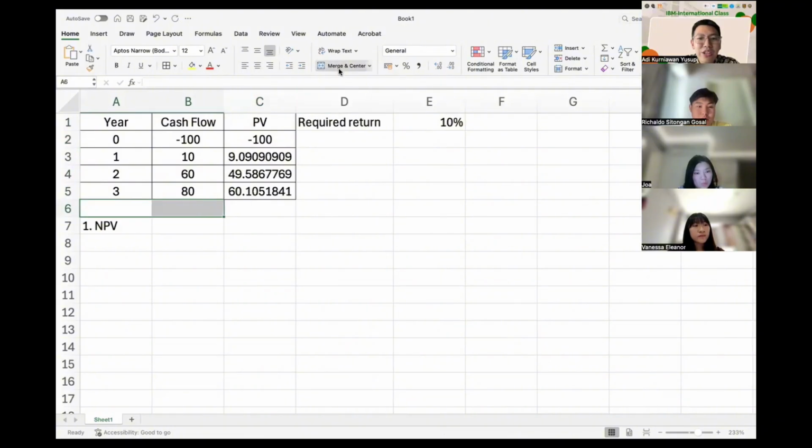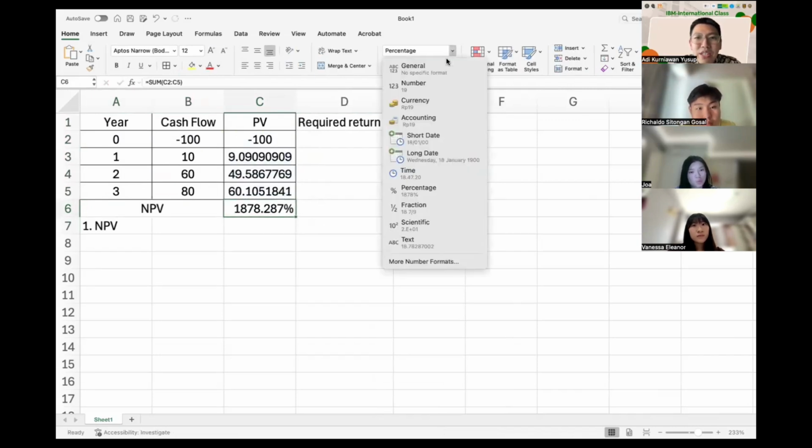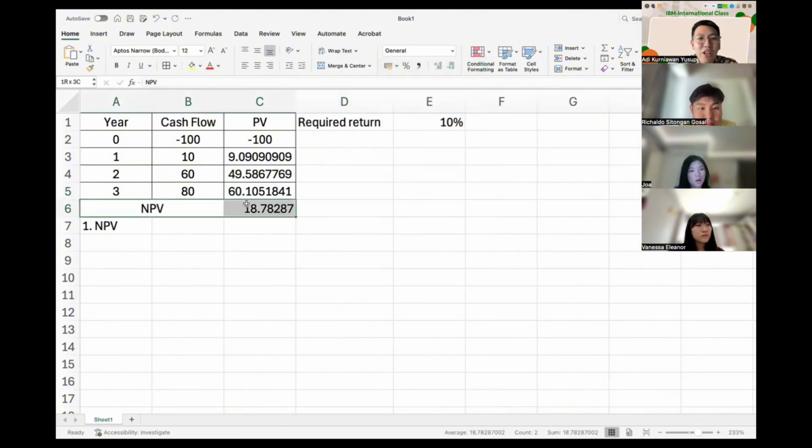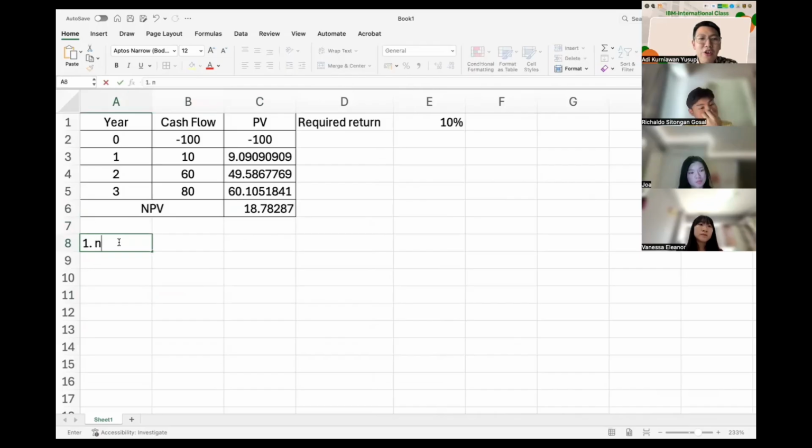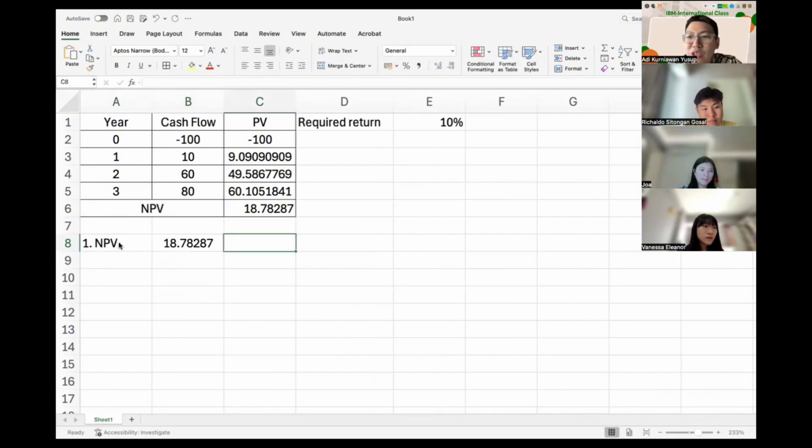The total here we call NPV, or net present value. Just sum it all. Sorry, this is not a percentage. We sum it all. The NPV is 18.78287. It is in the form of currency. If it is rupiah then rupiah, if it is dollar then dollar. So based on the result of NPV, which is 18.78287, should we accept the project or not?